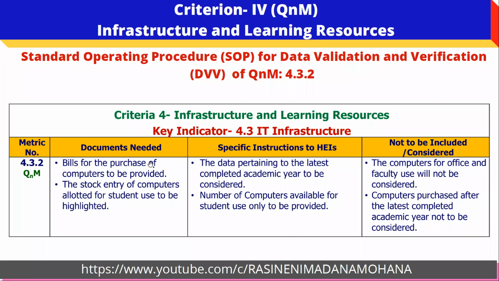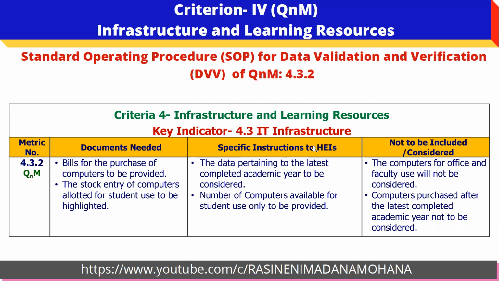Here you have to provide bills for the purchase of computers. Whatever computers are purchased are entered in the stock book, and those entries you have to provide. The stock entry of computers allotted for student use is to be highlighted in your stock book. Wherever the entry consists of student-related computers, you can highlight it. This is for the last 5 years. As and when computers are used for students, you can include and highlight them. A screenshot of that highlighted stock book can be attached here.